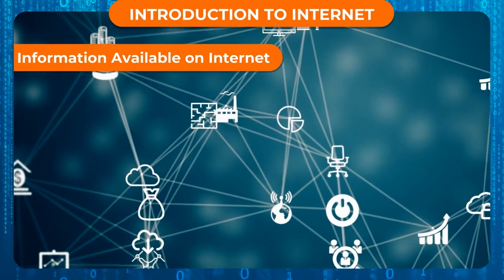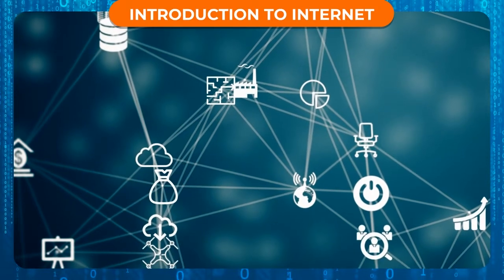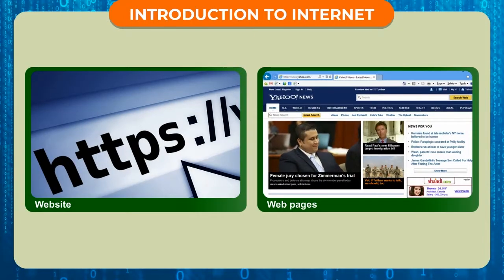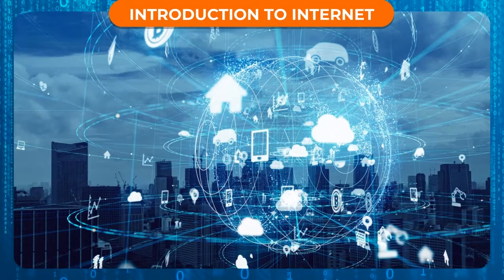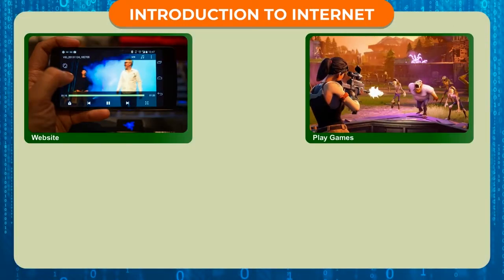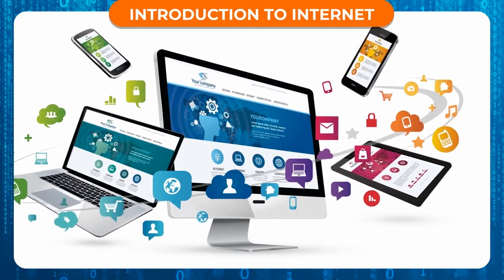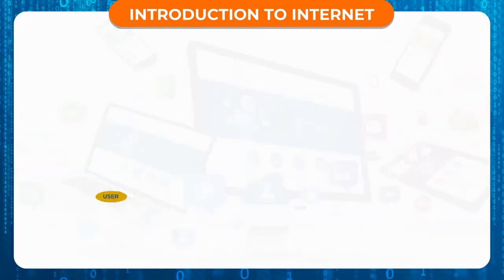Information available on Internet. There is a vast amount of information available on the Internet in the form of websites and web pages. You can get information about almost everything on the Internet. You can watch movies, play games, send emails, watch content, and do many more things on the Internet. The information stored on the Internet is accessed only when you are connected to any network.